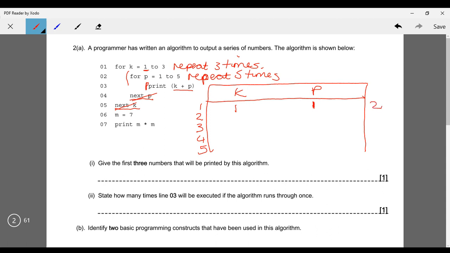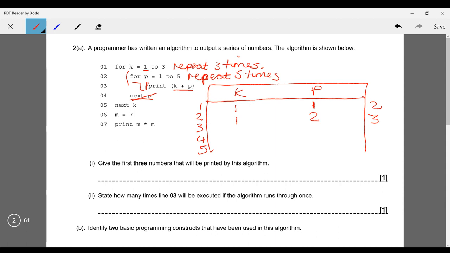Now, I cannot exit and come back up to this k loop because I haven't finished all of my inner loops. Only when I've done all 5 iterations here will I come back up and say, okay, do you need me to run again? Yes. So right now I'm staying within this loop, which means that k is still equal to 1, but this time the loop's going to run a second time, and p is now equal to 2. And so the answer here is going to be 3.